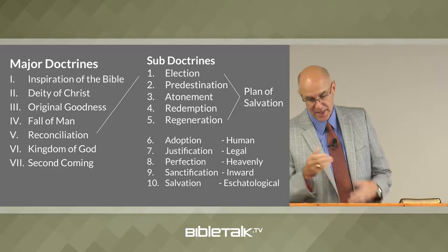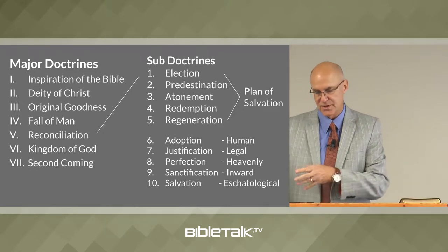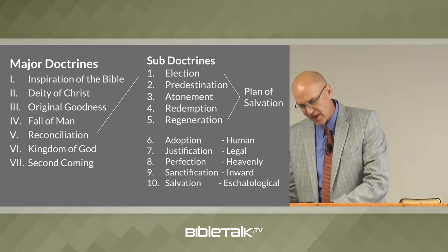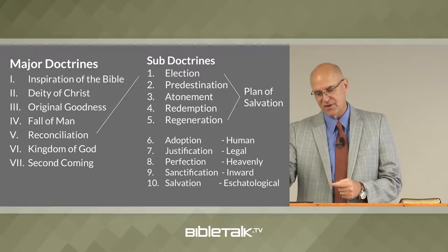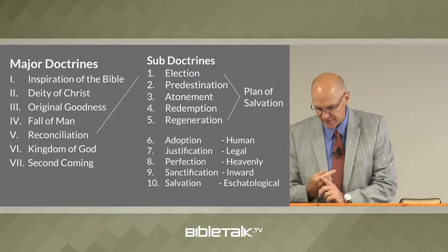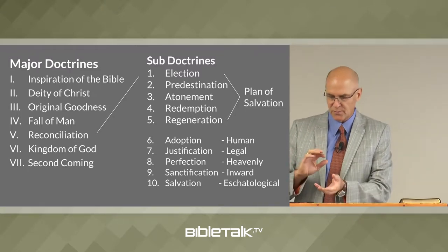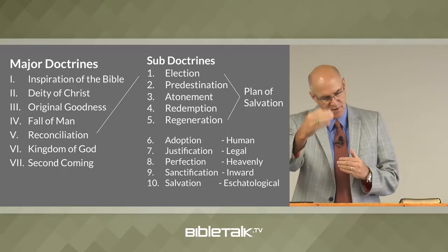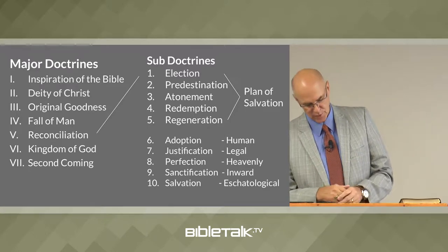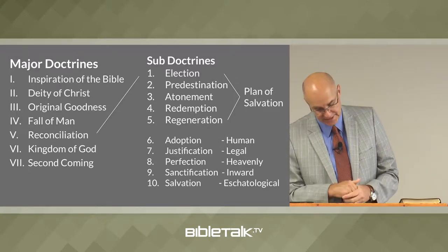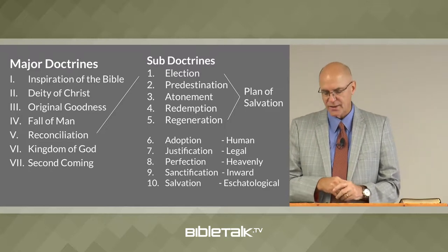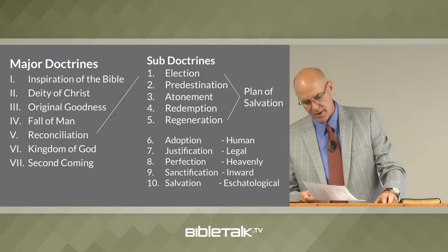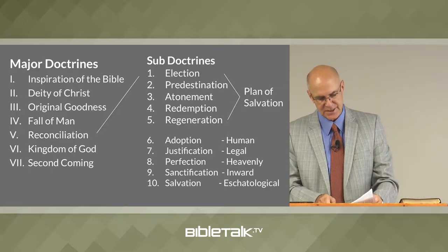Then the first five sub-doctrines actually explain God's plan of salvation, and the other five sub-doctrines explain the plan of salvation from five different perspectives. From the human perspective, the legal perspective, heavenly perspective, inward perspective, and the eschatological, meaning from the end result perspective. And then the sixth doctrine, the kingdom of God, we talked about that last time. And then the seventh major doctrine, the second coming of Jesus.